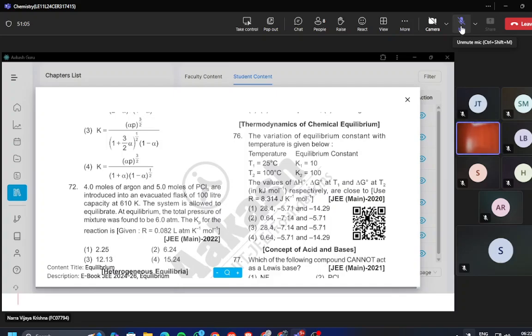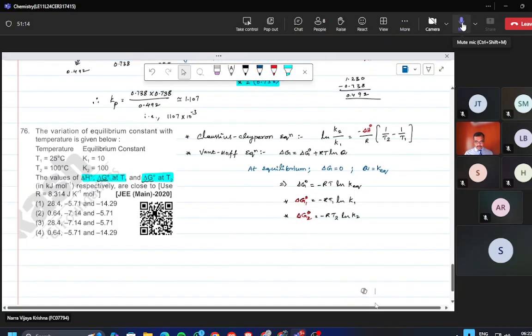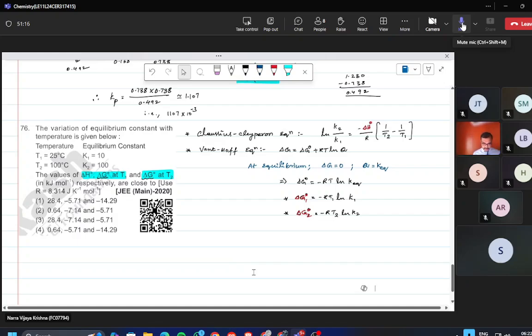Hey, I calculated, but it is not coming up. See? Delta G is not coming up. R value is 8.314.